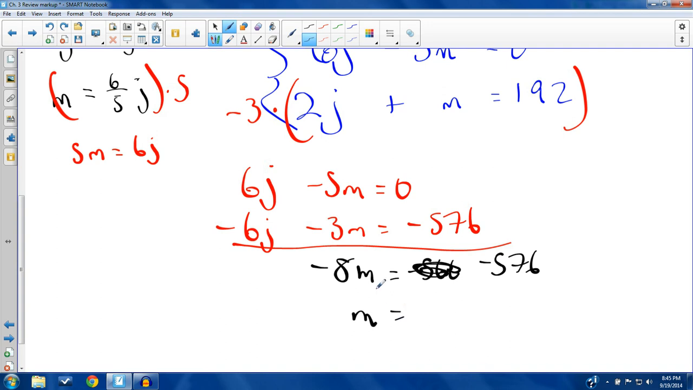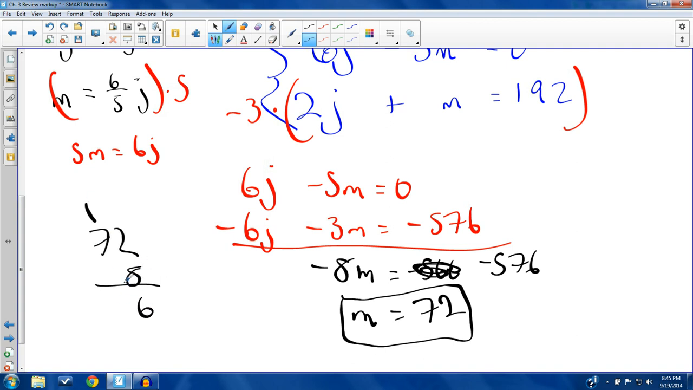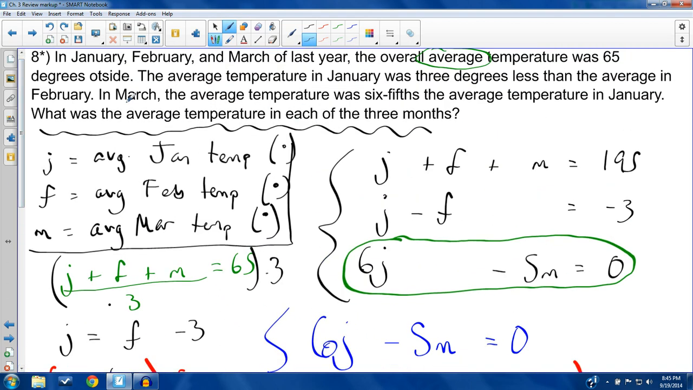I actually don't know this. Let's do some work here. 800, 400, 80, 60. So that would be 50, 60, 72. M equals 72. Is that right? Should I try that? Yeah, 576. Perfect. All right, M is 72. What did M represent? Average temperature in March.